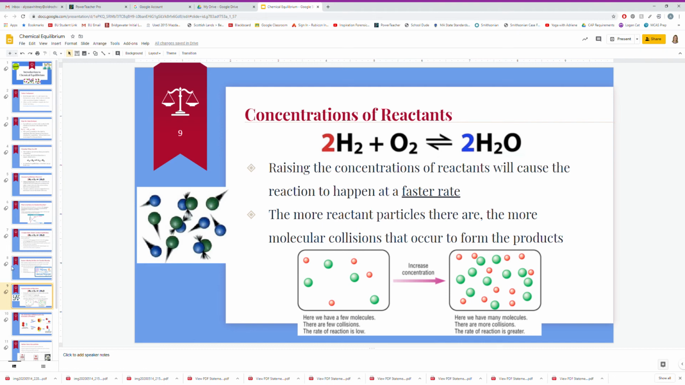When molecules collide with one another, when a hydrogen collides with oxygen, the only way they're going to form water is if they collide. And so the more reactant particles there are due to an increased concentration, the more molecular collisions you can have, and therefore the more quickly you can form products. So here we have few molecules, there aren't as many collisions, so the rate of the reaction is low, whereas over here we have a whole bunch of molecules because we've increased the concentration, and so there are more collisions and the rate of the reaction is greater.